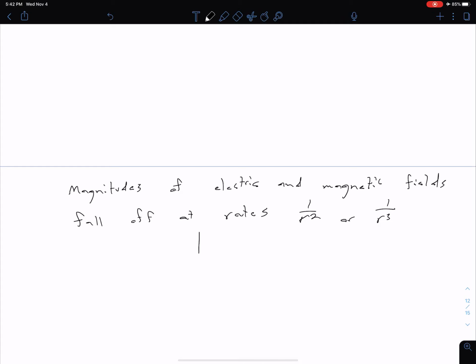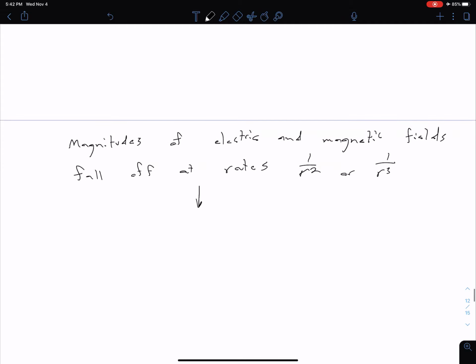And so we could put that in terms of the power of these fields. So our power then is going to fall off at 1 over r to the 4th, or 1 over r to the 6th, because our power is going to be related to our magnitude squared. So squaring our terms above, we get an even sharper drop off for our power. So this is for our electric and magnetic fields.